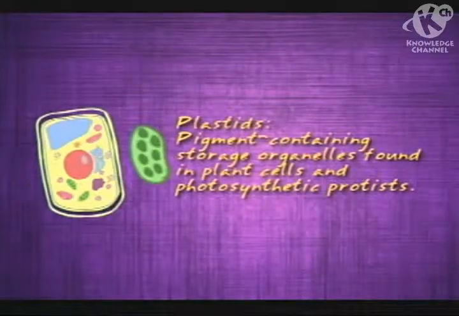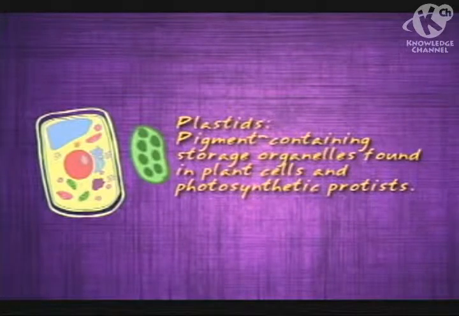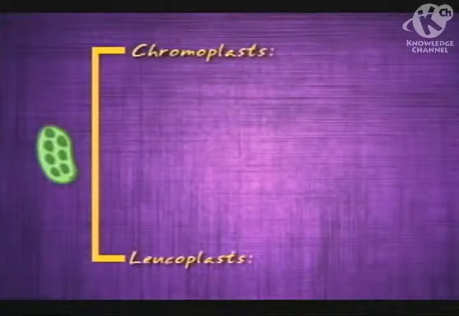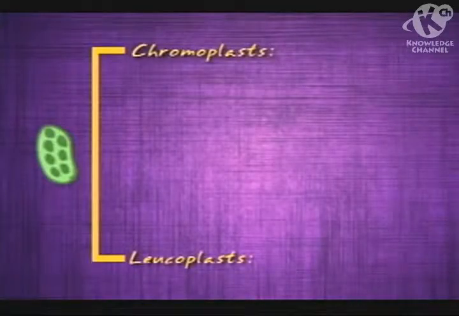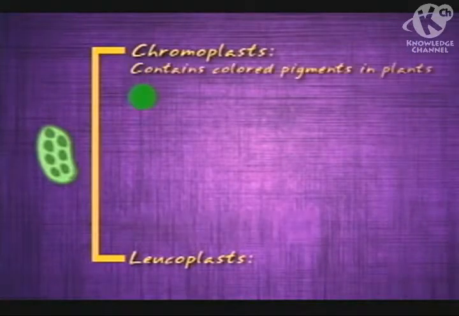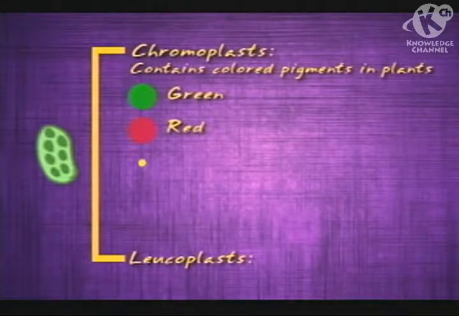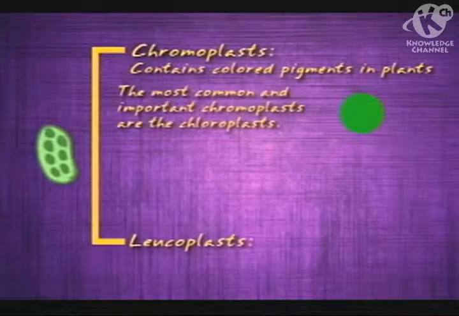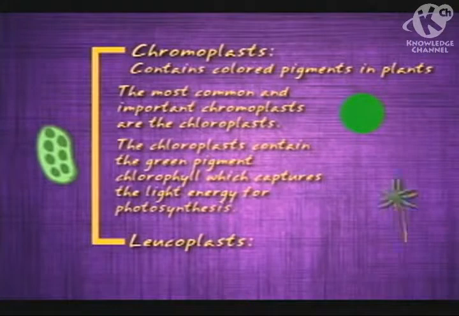Plastids are pigment-containing storage organelles found in plant cells and photosynthetic protists. There are two kinds of plastids, the chromoplasts and the leucoplasts. Chromoplasts contain green, red, yellow, orange, or violet pigments in plants. The most common and important chromoplasts are the chloroplasts.